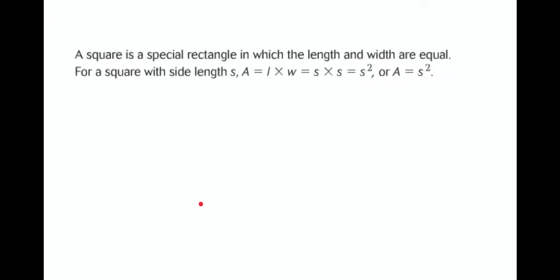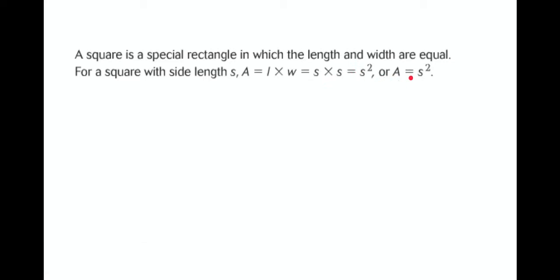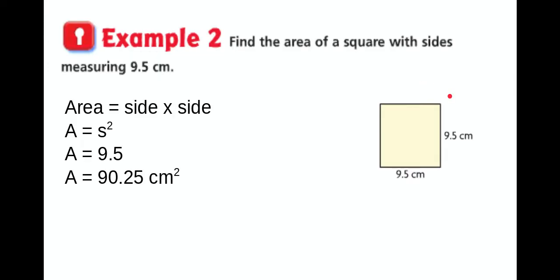All right, next up, we need to learn that a square is a special rectangle in which the length and width are equal. For a square with side length S, A equals length times width, equals side times side, equals side squared. So that's just a kind of long-winded way of saying that the area formula for a square is going to be A equals S squared. So here's a picture of a square.